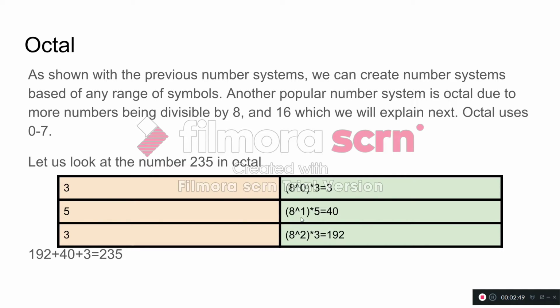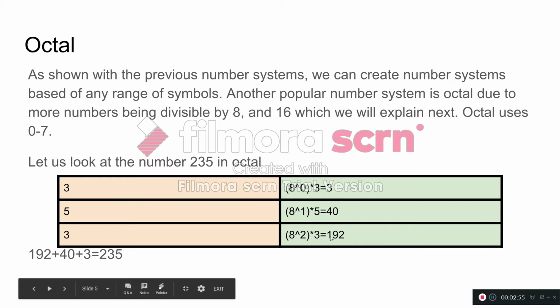Next, we have the number 5. 8 to the power of 1 is 8, times 5 is 40. Symbol 3 in the third position, so 8 to the power of 2 times 3 is 192. We add up the numbers. 192 plus 40 plus 3 is 235.